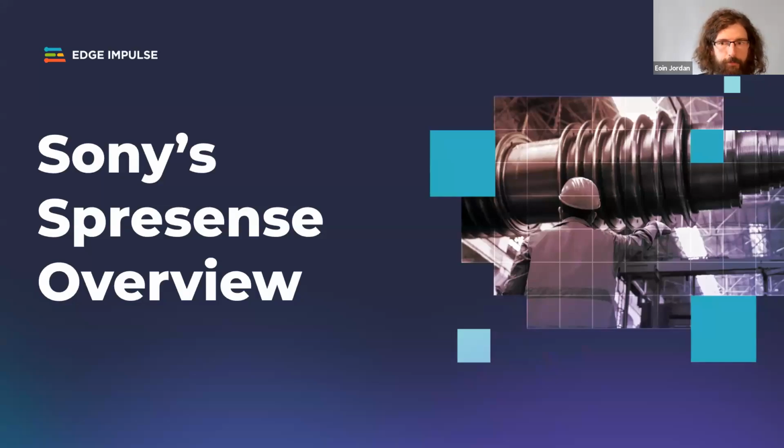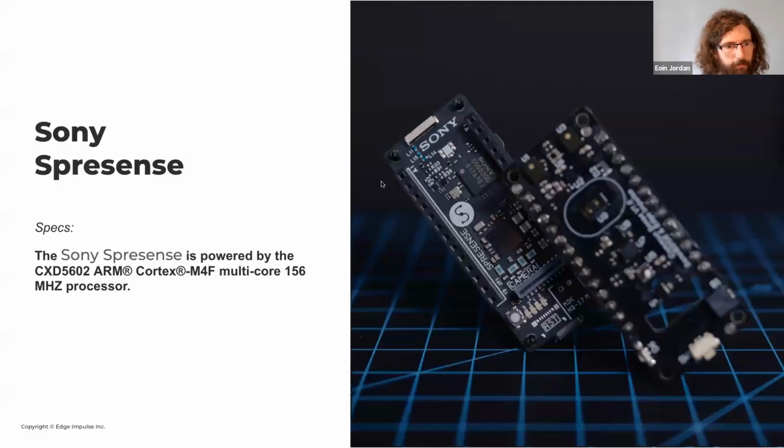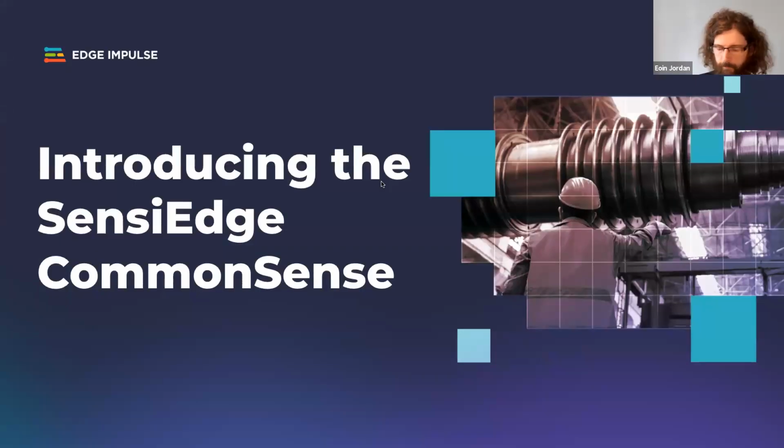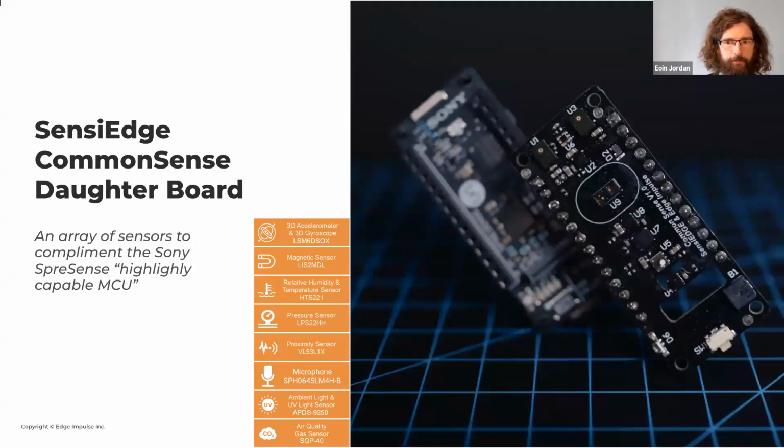So, Spresense overview. And now let's take a look at the CommonSense. So I have the CommonSense here, and it's available from the 28th of July from Mouser, where you'll be able to order your CommonSense, and it sits, as Armagan said, just above the Spresense.